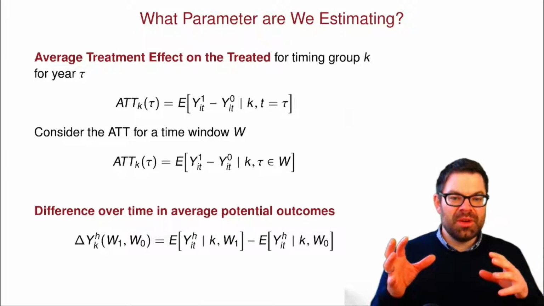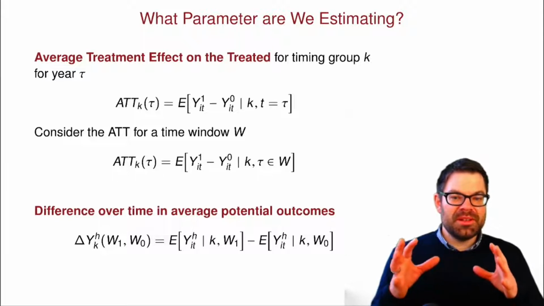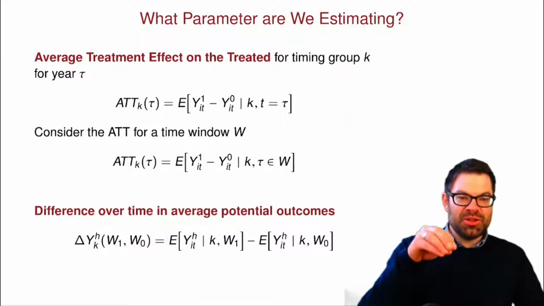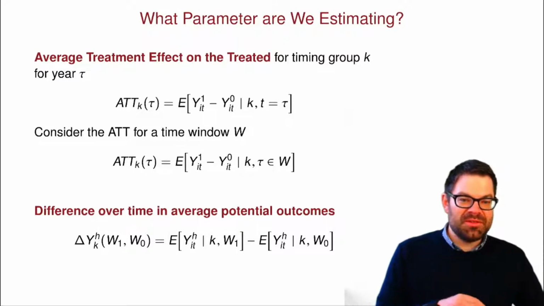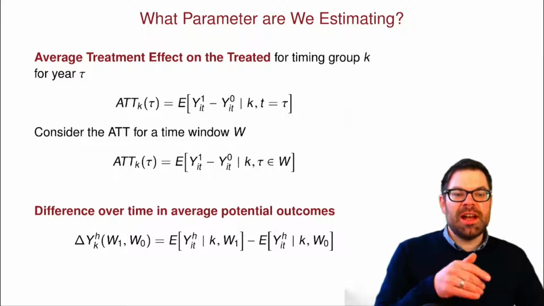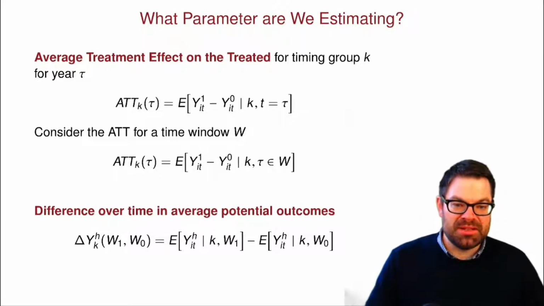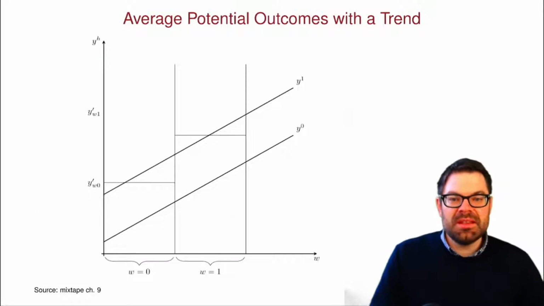If you look at different time horizons, then within each treatment status, you obviously can also have a change in potential outcomes, if there's, for example, a time trend. So that's what we see here. We see two potential outcomes and how they move over time.